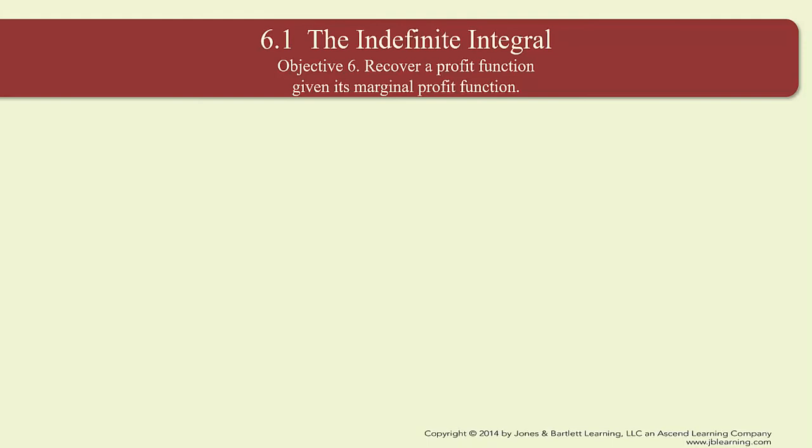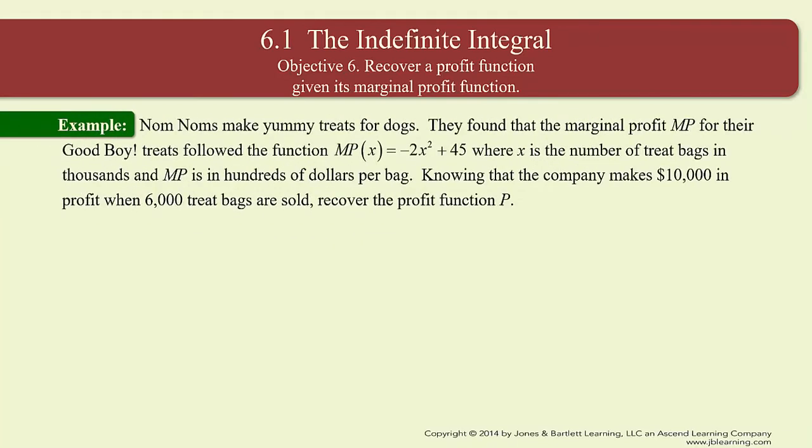And we were able to come up with the original function that modeled the unemployment rate in Billings, Montana, given the rate of change function. So we're going to conclude this section with an example where, if we know a marginal profit function, we can recover the profit function.